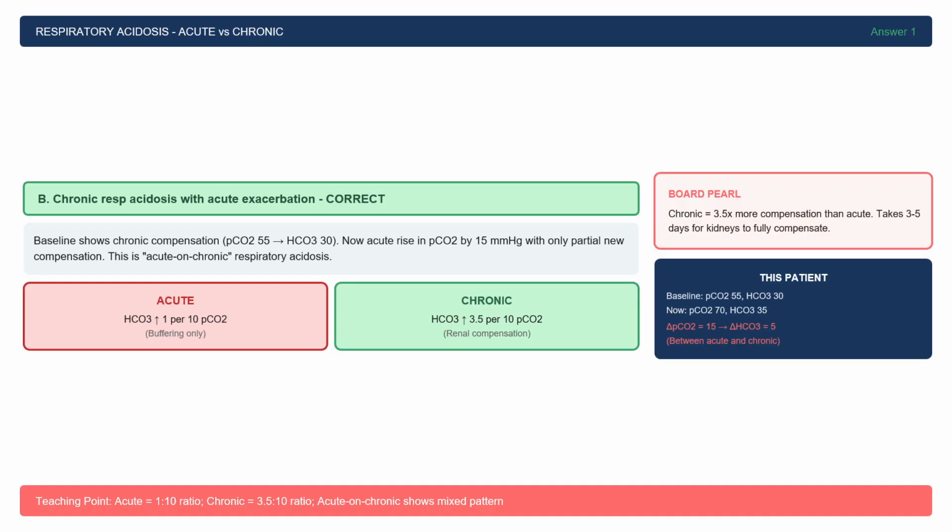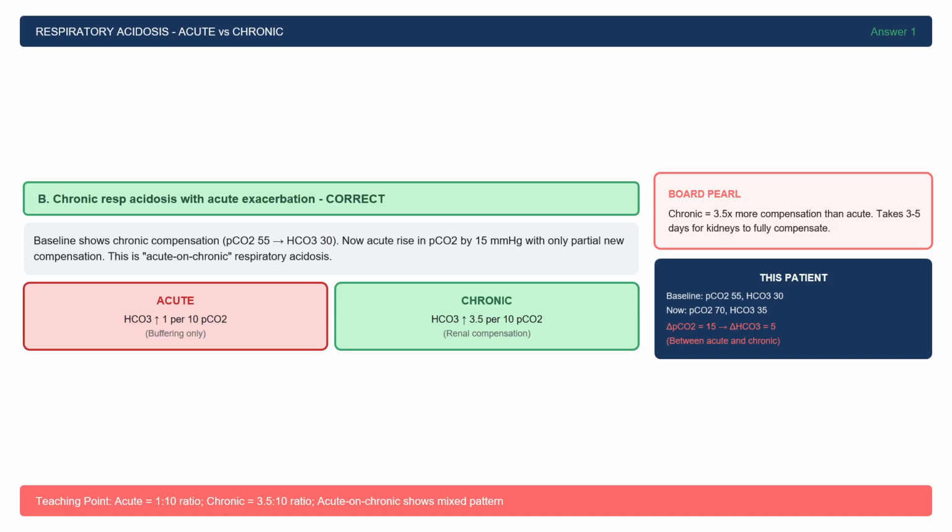So the answer is B. This is chronic respiratory acidosis with an acute exacerbation, basically acute on chronic, and you can see it from the compensation pattern. Let's walk it through quickly. At baseline, this patient was already chronically compensated, PCO2 of 55 with a bicarb of 30. That tells you his kidneys had time to adapt.